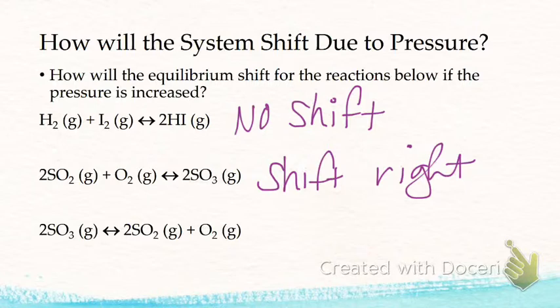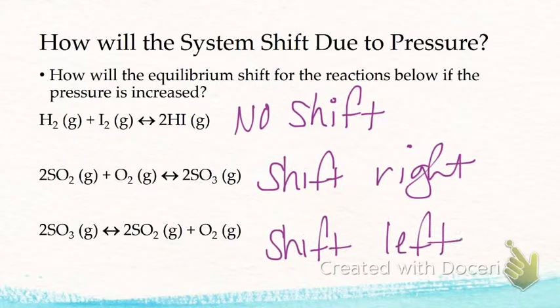In the next equation, I basically reversed the previous one. So now I have 2 moles of reactants and 3 moles of product. So if I increase the pressure for this system, which way would it shift? Left. Correct. Shift left. All right, so any questions on pressure?